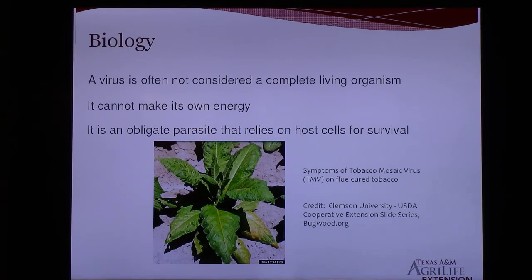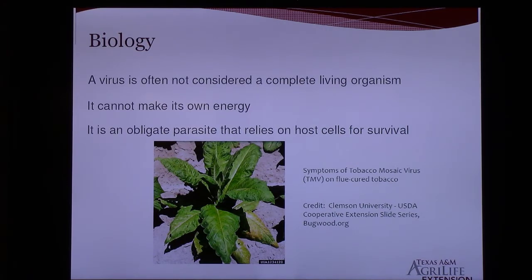With a virus, it cannot make its own energy, so it relies on other hosts. It is an obligate parasite that relies on host cells for survival. Obligate parasite means that it is relying on plants, it's relying on animals, it's relying on something else in order to survive, in order to reproduce. This is a tobacco plant that is affected by tobacco mosaic virus. Even tomatoes, there's a mosaic virus that affects tomatoes as well.